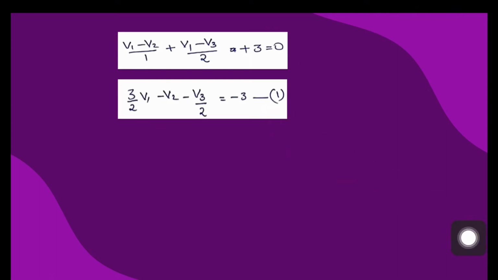Next, we are supposed to write KCL at node V2. At node V2, we have 3 unknown currents. The unknown currents are the current through this 3 ohm, that through this 4 ohm, and that through this 1 ohm. Since we are writing KCL at V2, all these 3 unknown currents are to be taken as outgoing currents. So we are going to find out expressions of these 3 unknown currents.